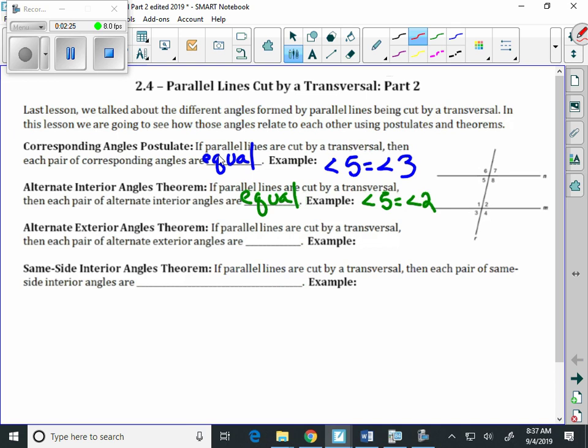We also talked about alternate exterior angles. With two parallel lines cut by a transversal, each pair of alternate exterior angles are also equal. We can pick an angle like angle 6 and angle 4 because they're exterior. They're outside of the parallel lines. And we can say that angle 6 equals angle 4.